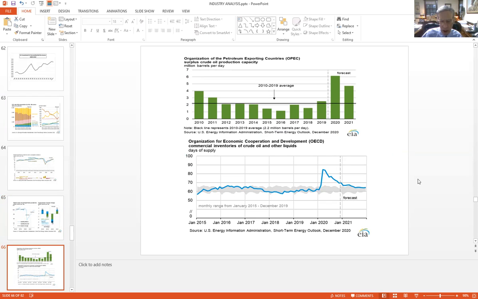Here we see the surplus of crude oil that is built up as a result of what I just discussed earlier. And it's really built up this year in 2020.